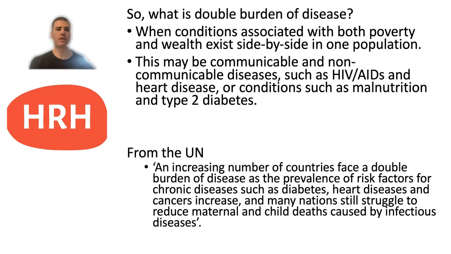You can see there's a statement down the bottom there from the UN that mentions that an increasing number of countries face a double burden of disease as the prevalence of risk factors for chronic diseases such as diabetes, heart disease, and cancers increase. And then many of those nations still struggle to reduce, say, maternal and child deaths caused by infectious diseases. So they're linking those infectious or communicable diseases, which are sitting side by side beside some of these chronic diseases. Hopefully that helps to clarify what we're talking about when we're talking about double burden of disease.